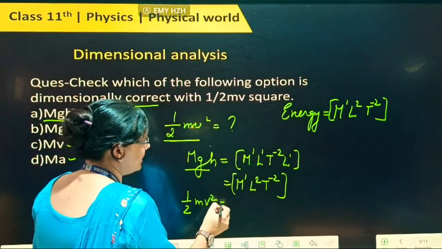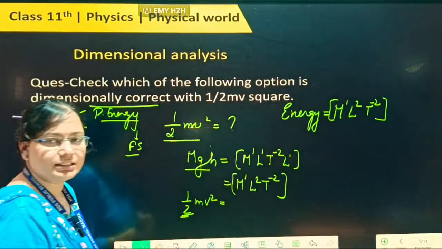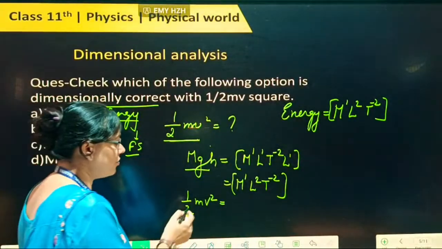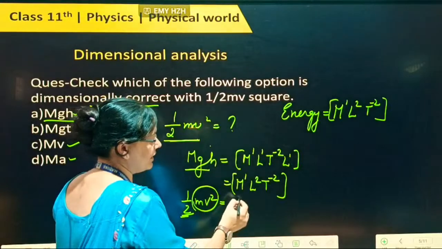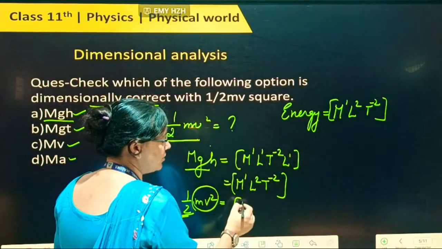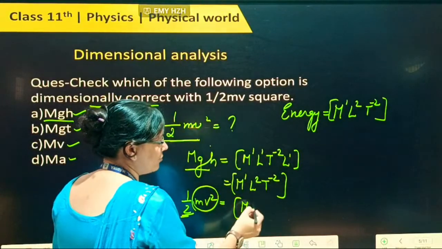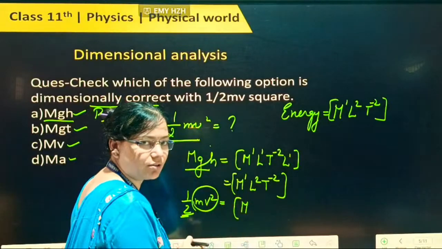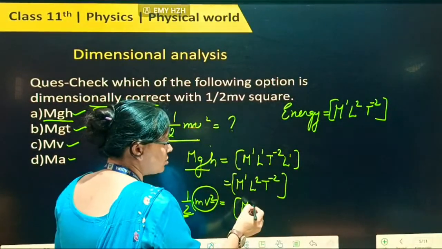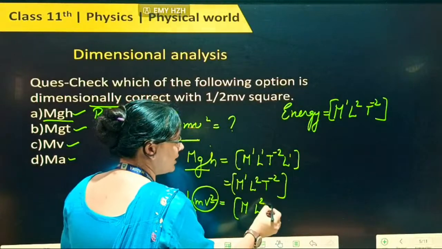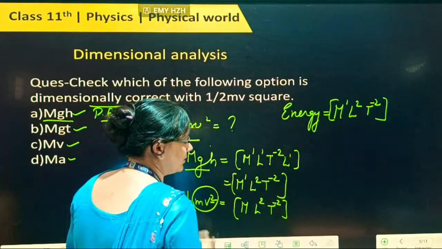Now find the dimension formula of half mv square. I told you any mathematical number is dimensionless, so we will write the dimension of mv square. M stands for mass and v stands for meter per second, and here square is there. So for this, L square T minus 2 square.